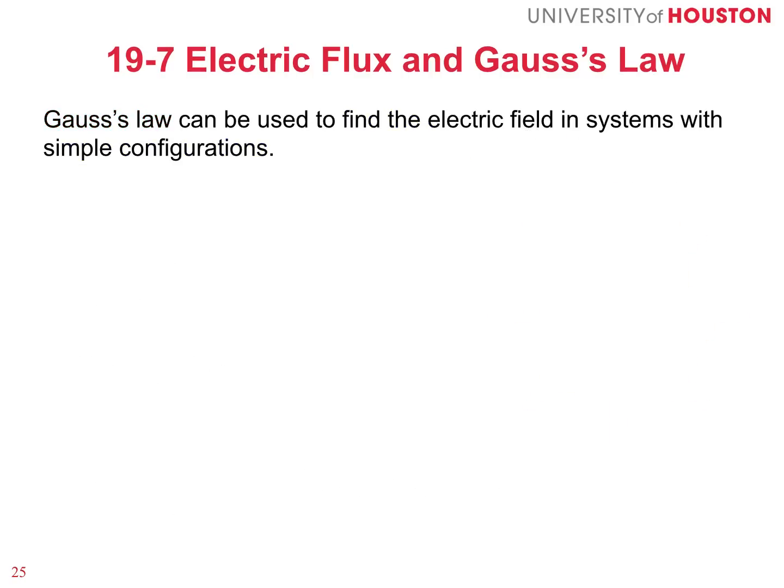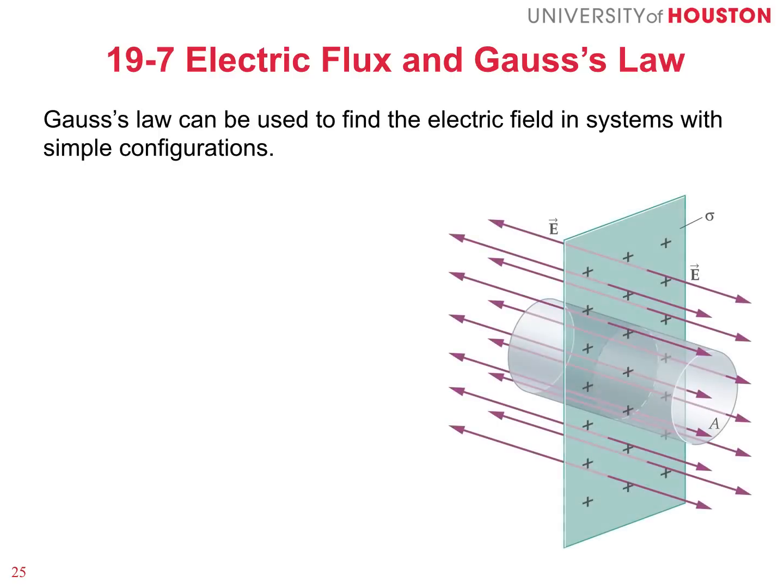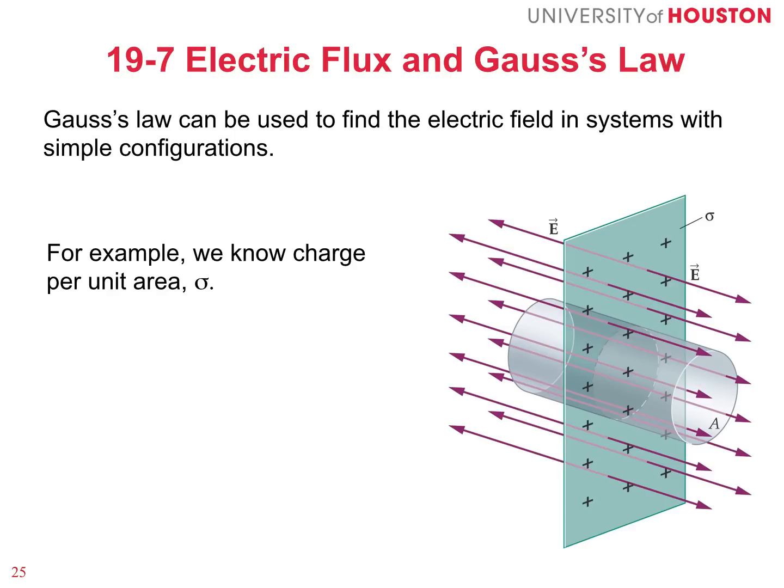Gauss's law can be used to find the electric field in systems with simple configurations. We have an example on the right where we have a plate that contains charge, and the amount of charge per unit area is given by sigma. We can then enclose this plate with an imaginary cylinder, and we find that the only surfaces of the cylinder that have electric flux are both of the caps.